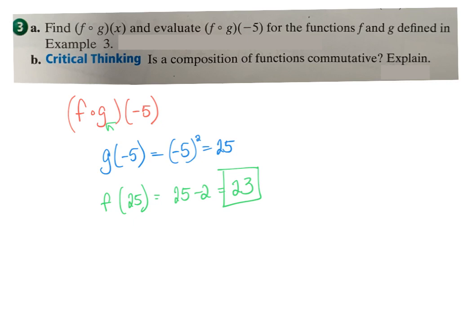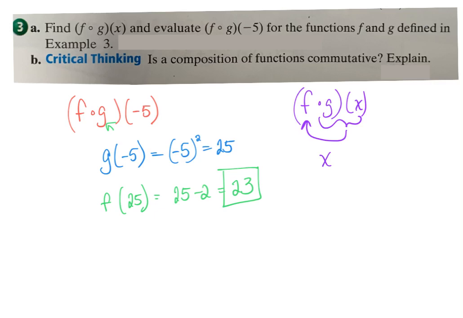Another method for solving this is to do the composite first and then plug in the negative 5, all right? So I have f of g, and I'm just going to do of x with no variable, which means I'm going to take the entire g function and plug it into f.